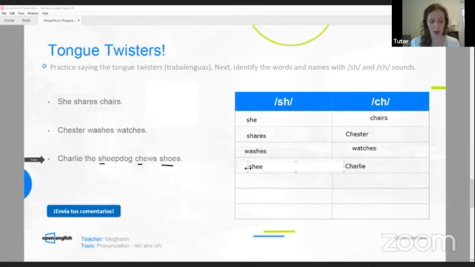We see that sheepdog has that SH sound. Sheepdog. I can make this long if I want to. Sheepdog. Chews. Chews. Choose has that short sound. Charlie, chews. And finally, shoes, zapatos, shoes has the SH sound.